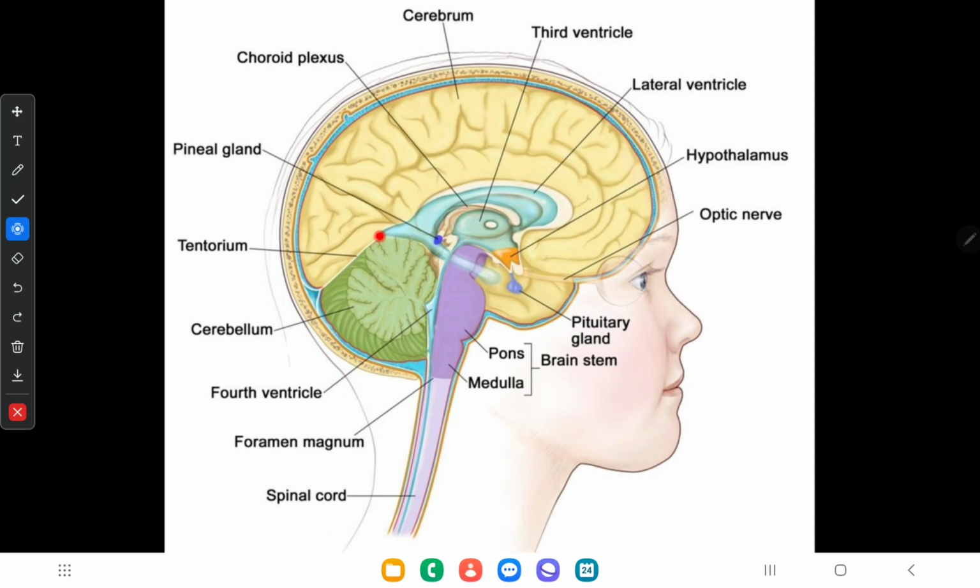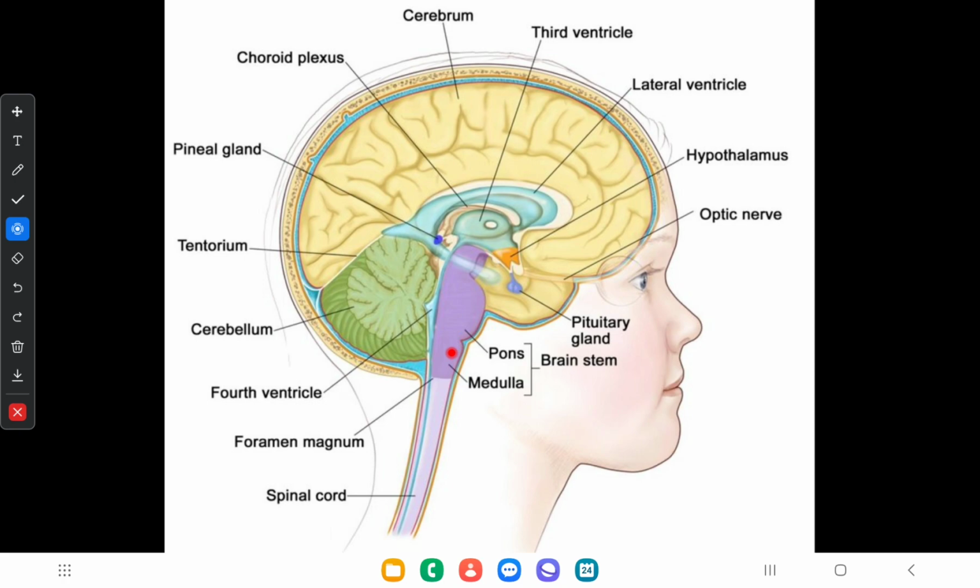Here this whitish colored area is the tentorium cerebelli. It is an extension of dura mater. Cerebellum lies posterior to the fourth ventricle. Here is the fourth ventricle, pons and medulla oblongata. It is ovoid in shape and constricted in its median part.